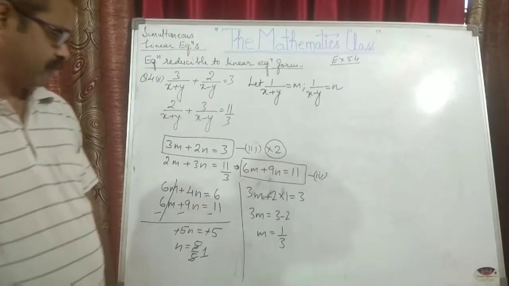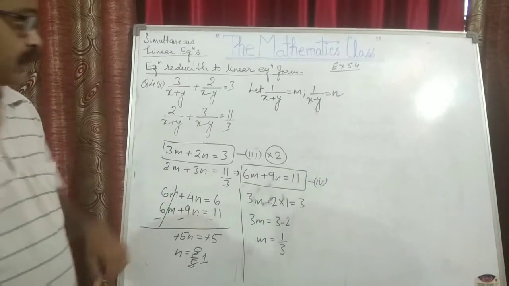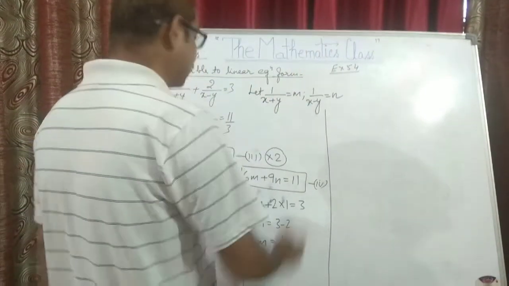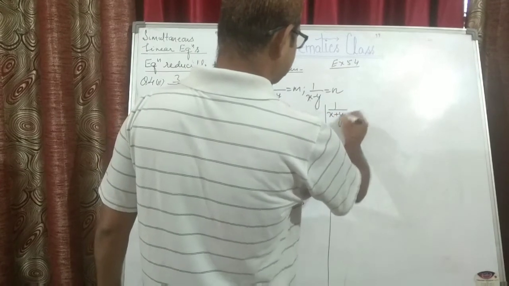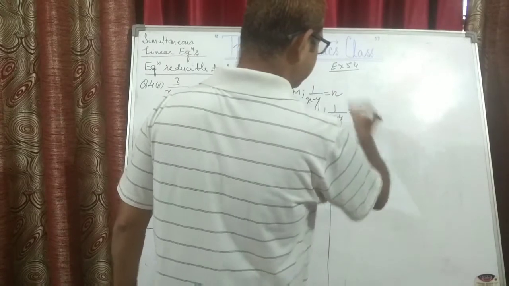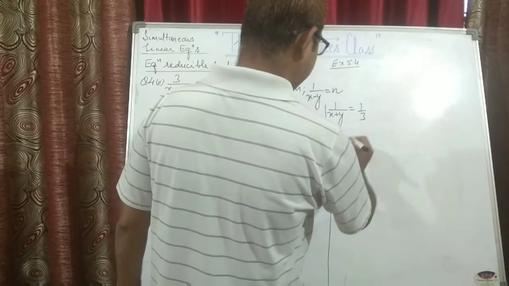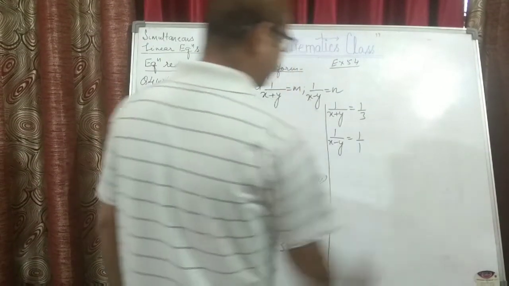You got the value of m as 1 upon 3 and the value of n is 1. But we need to find the values of x and y. So from this we can say that 1 upon x plus y was m, and m is 1 upon 3, and 1 upon x minus y was n, and the value of n is 1, or simply 1 upon 1.